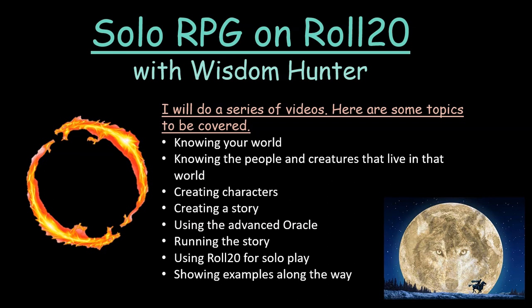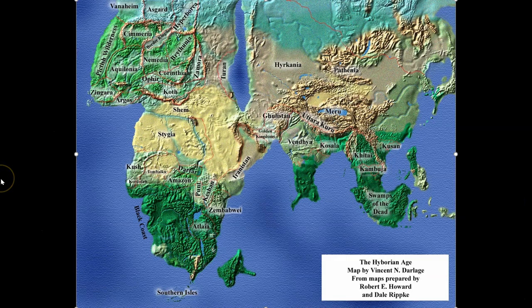So the first thing you got to do is know your world. So I'm going to show you the world that I use. So here you're looking at half of the world that I use. This comes directly from the Robert E. Howard Conan books for the Hyborian Age. And you'll see this is the whole world that the Conan books presented.